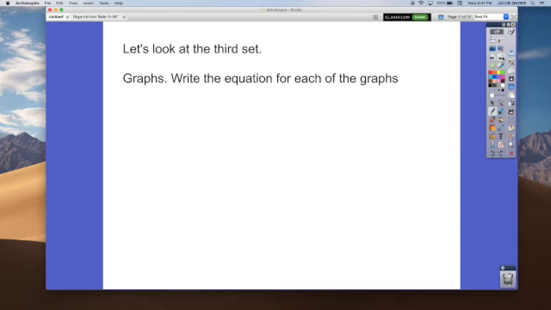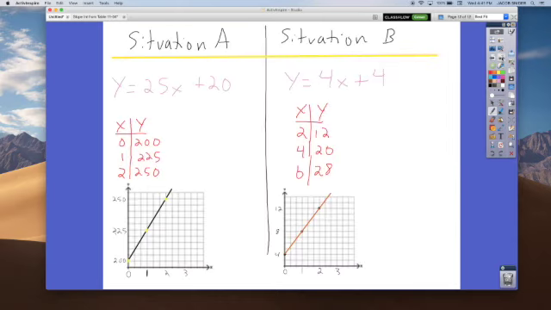Look, guys, we just did the same problem in 3 different ways and got the same equation. This 25x plus 200 was the same equation here, and it was the same equation here. 4x plus 4 was the same equation here, and it was the same equation there. So if I go back to my objective, my objective was I can find slope, intercept from a table, a graph, or a story. We just did it 3 different ways and got the exact same answer.